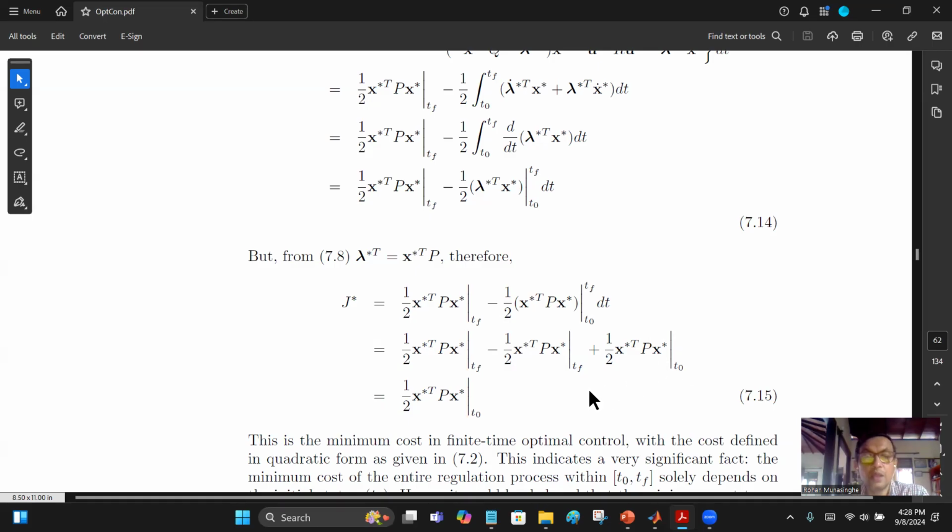Okay. And then you can see that the first two terms cancel out, right? This is actually the terminal cost, and so is this one, the terminal cost. They cancel out, leaving you only the initial cost. This is a fantastic finding, right? If you have optimal controls which reduce a certain objective function, when I say optimal control, it's not unique. It depends on what you select as your objective function.